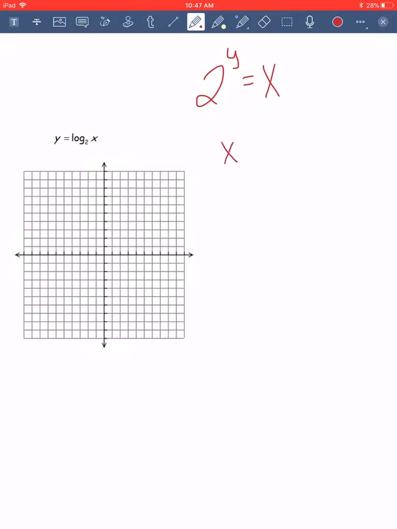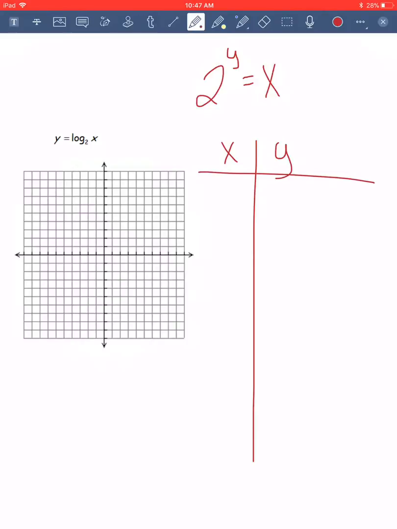Now, if I were to make a table here, if I plug in x values, how we typically do, I'm still going to be trying to solve for an exponent. And that's really, really difficult to do without a calculator. Now, what we can do though, and this is very, very backwards, but we can plug in y values to get our x values, and it works just the same.